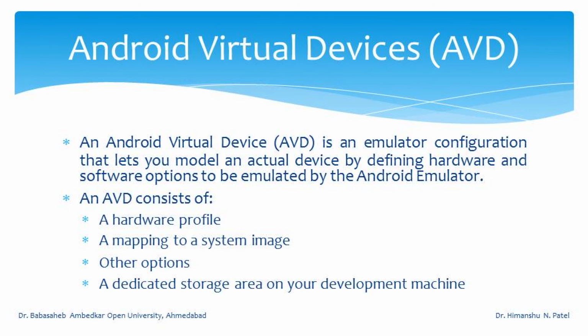An Android virtual device consists of certain components: a hardware profile, which represents what hardware it emulates, a mapping to a system image, other options, and a dedicated storage area on your development machine. Dedicated storage means that every phone has SD card functionality. So you can have an SD card, RAM, and screen resolutions of different sizes. All these are included in the AVD, so that it behaves exactly like a physical device.